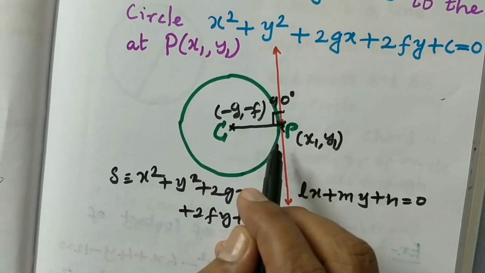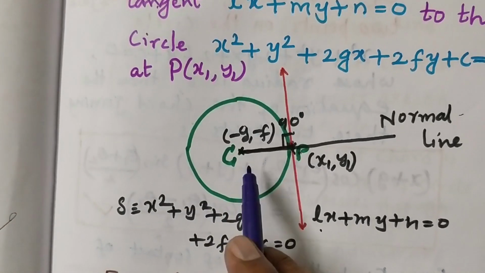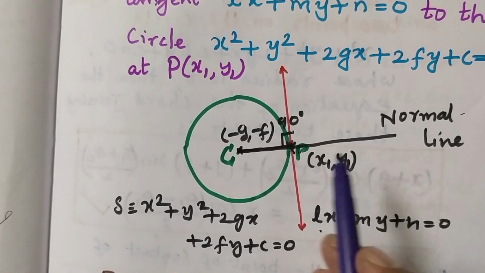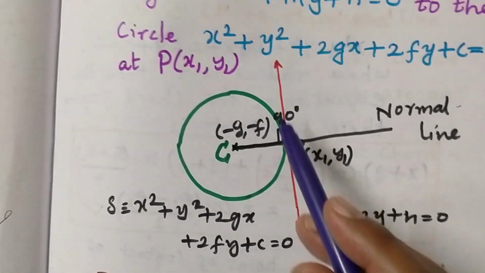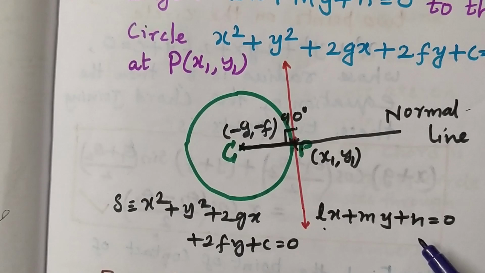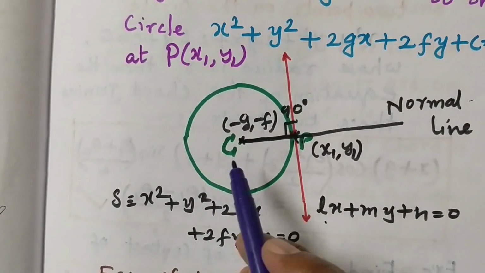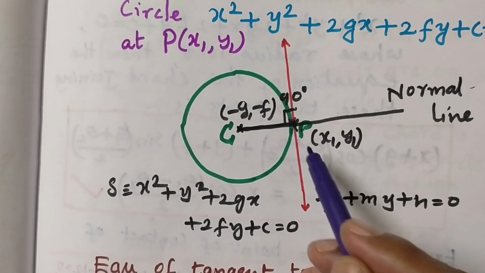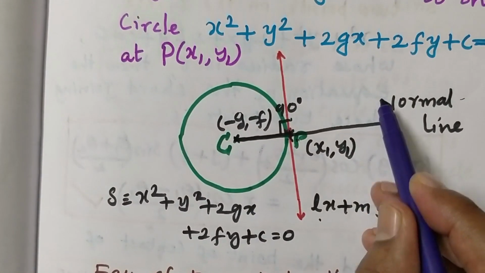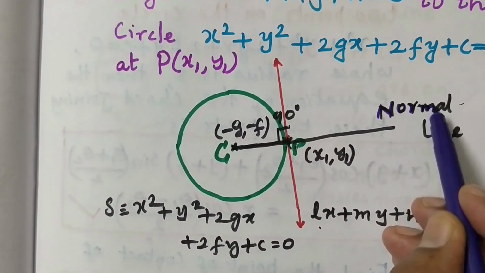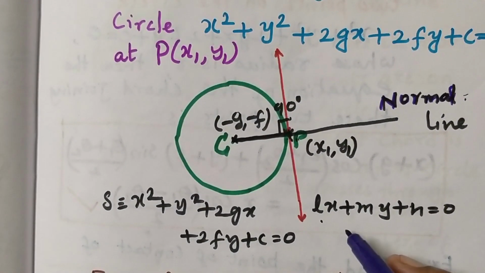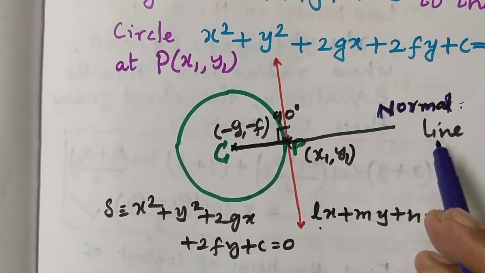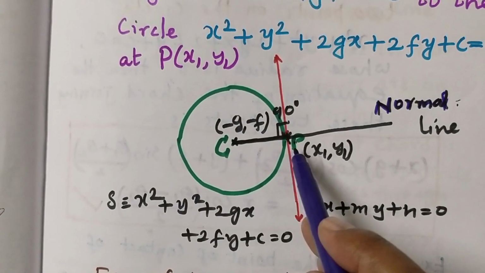In another method, you find the point of contact, that is, given the line of tangent, you draw a line passing through P perpendicular to the tangent, which is called the normal line. Okay. Then solving the equation of tangent and the equation of normal, you get the point P. So this method also you can use to find the point of contact.